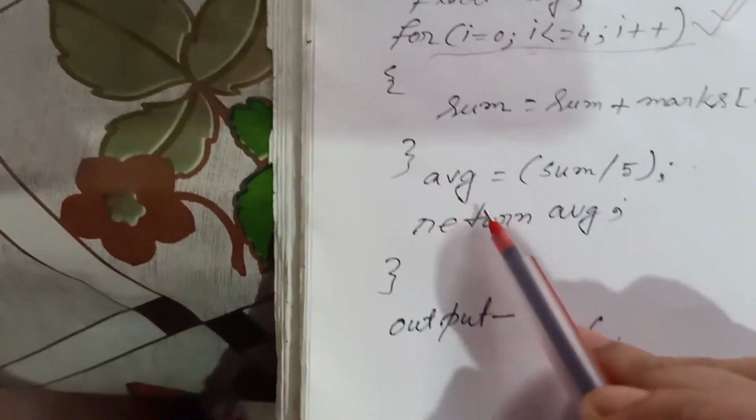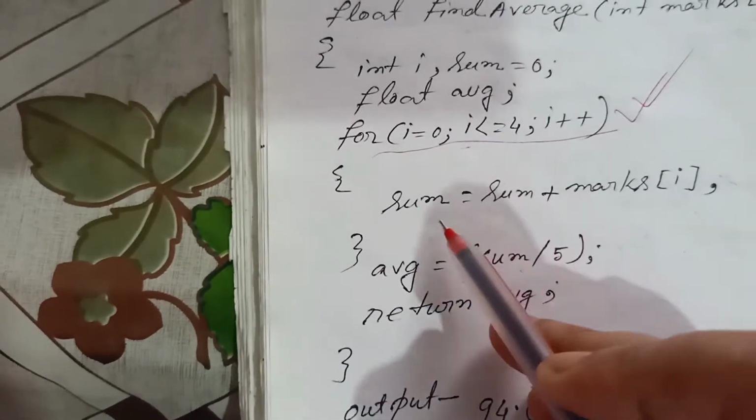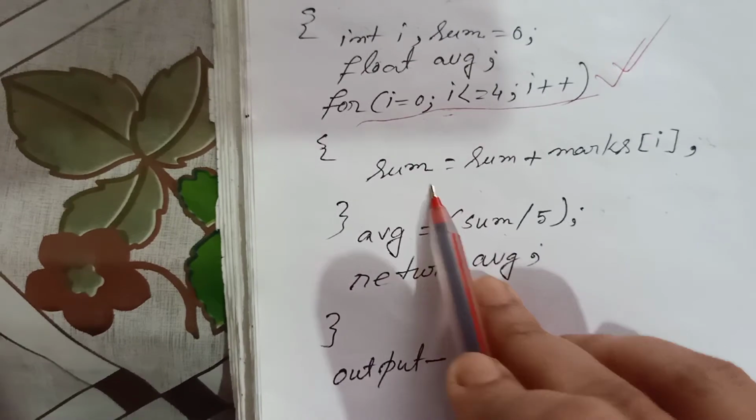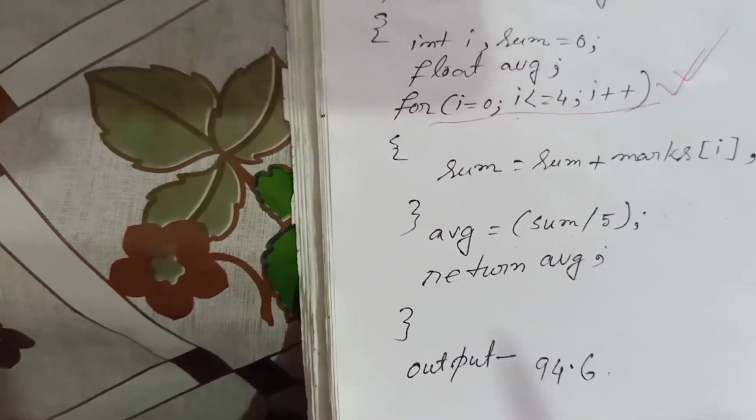Out of the loop we are calculating the average. Average equal to what? Whatever value we get from the sum is divided by 5. Why 5? Because we have 5 numbers.